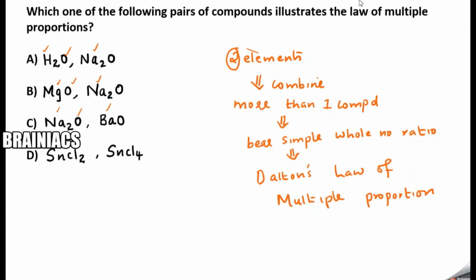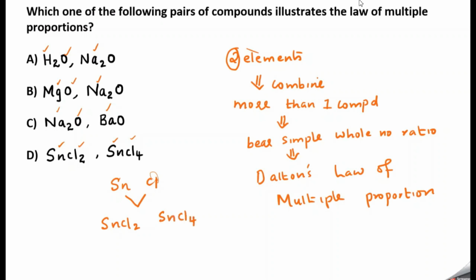If you look at option D, which talks about tin as well as chlorine, tin and chlorine are two elements. They combine to form more than one compound. What is tin chloride? Depending on the oxidation state of tin, we get SnCl2 and SnCl4. Here I keep the mass of Sn fixed, and if you take the mass ratio of chlorine in both compounds, you will get a whole number ratio. So the answer is the law of multiple proportions, option D.